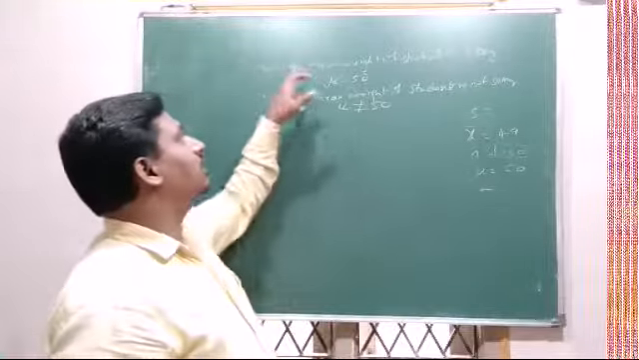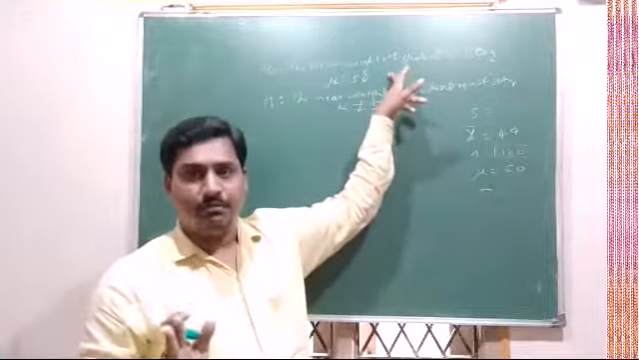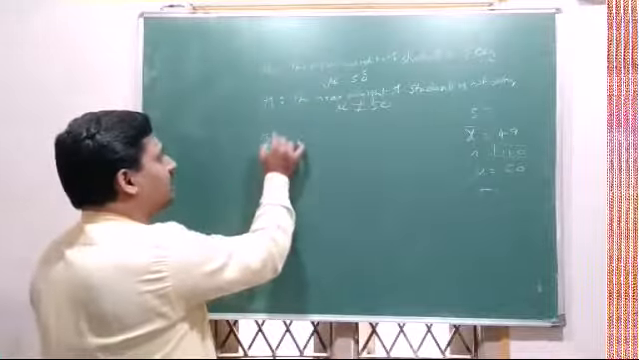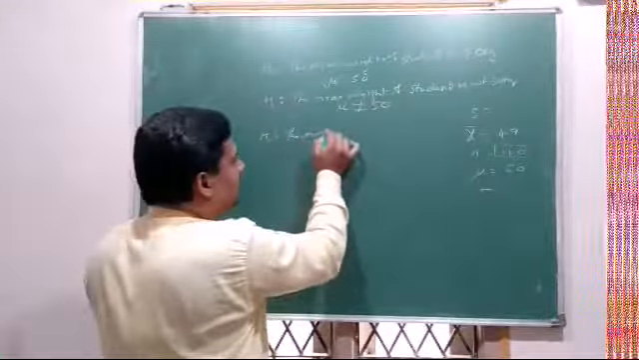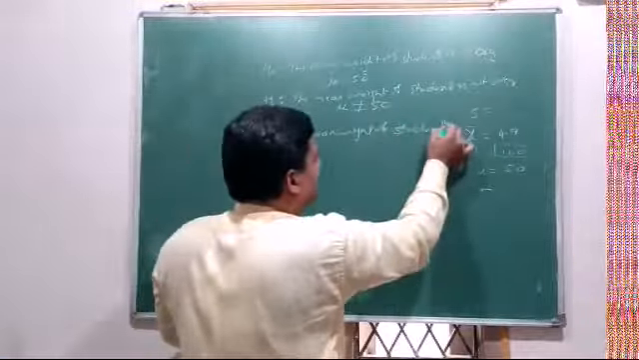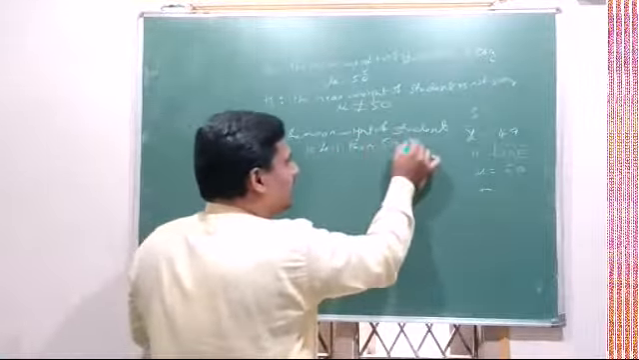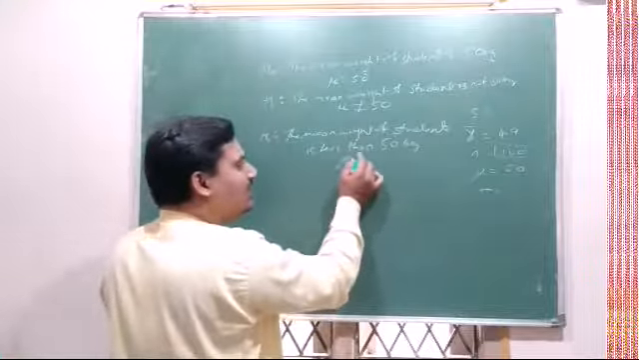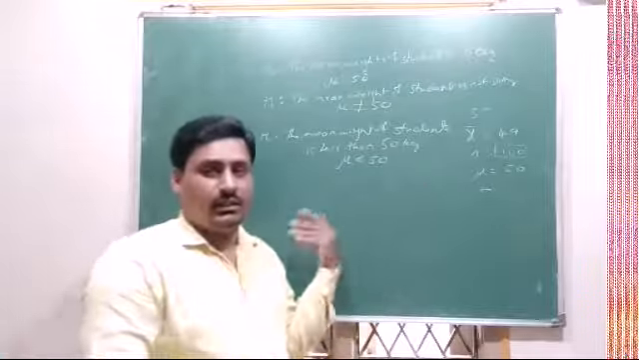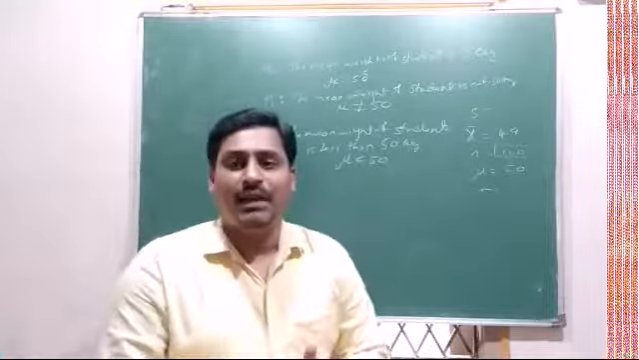So then also the H0 will remain same. The mean weight of students is 50 kg, and the alternative hypothesis, that will be H1, is the mean weight of students is less than 50 kg. Symbolically, mu is less than 50. Then we call it a left tail, lower tail, and we take a negative k value, that is critical value.